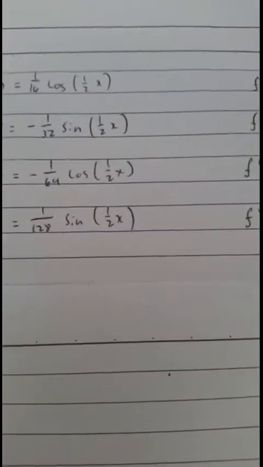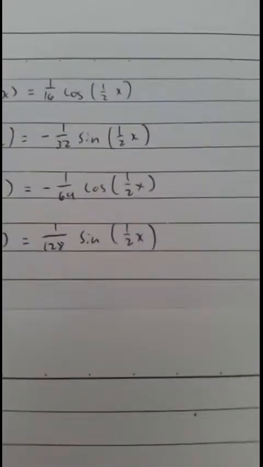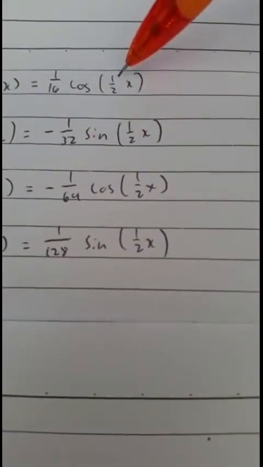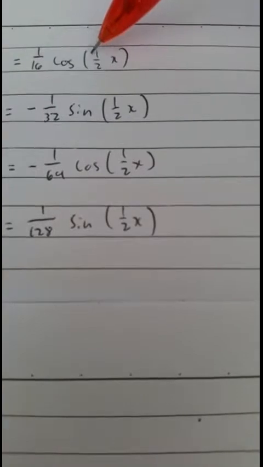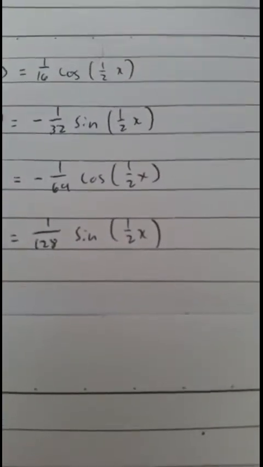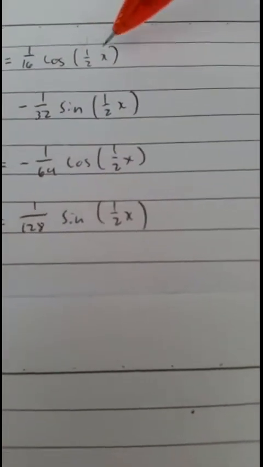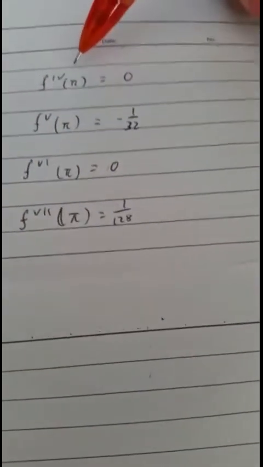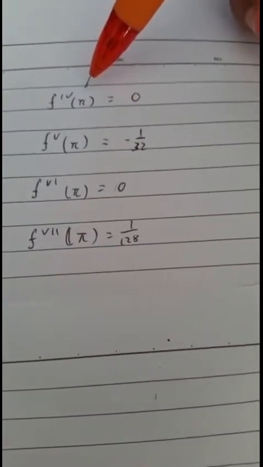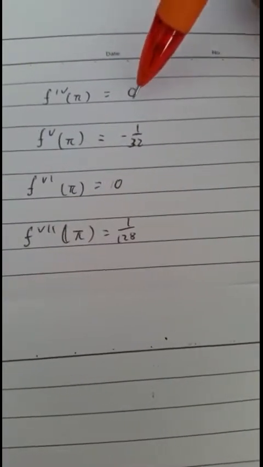From 1 over 8 sine bracket 1/2 x, we will be differentiating. Sine will give us cosine, and whatever is outside will be multiplied by the half inside the bracket. So 1 over 8 multiplied by 1 over 2 gives us 1 over 16 over here, and the value inside doesn't change. Then for the 4th derivative, when x is equal to pi, the function value will be 0.